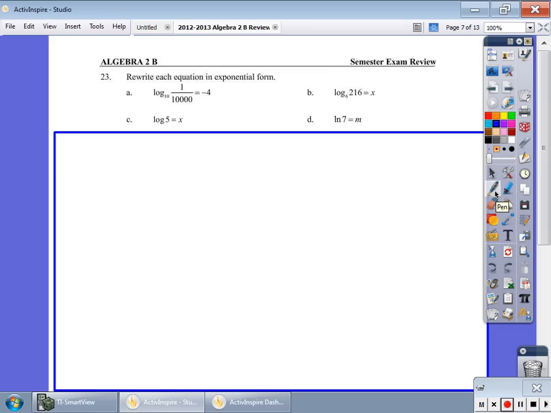Okay, rewrite each equation in exponential form. Remember that this number right here is your base, okay? It becomes the base of the exponential. So this is a 10, this is a 10, so it becomes 10. This is the exponent here, to the negative fourth, is equal to, and this is the answer right there, 1 over 10,000.